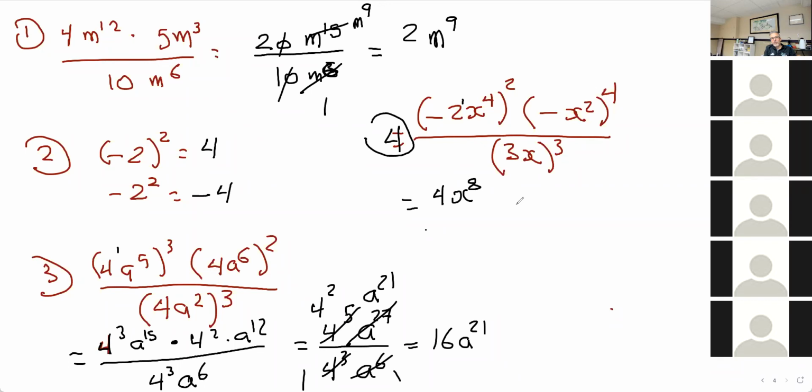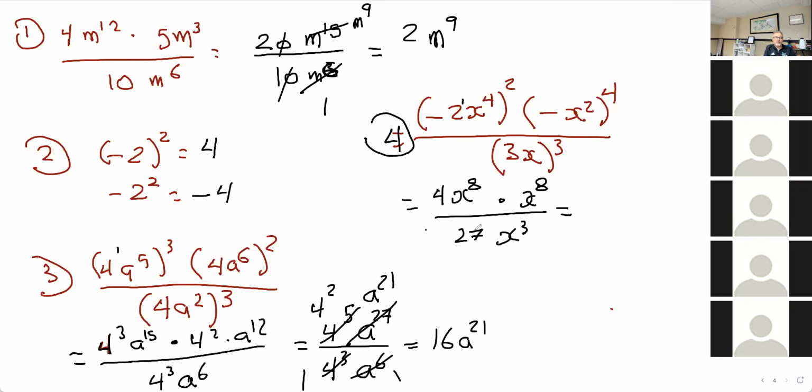Negative to the power of 4 just becomes positive 1. This is negative 1, so it becomes positive 1. X squared becomes x to the 8. And this becomes 3 to the power of 3, which if you want, we could just write it right away, is 27. And x has a 1 on top, so that becomes x to the 3.